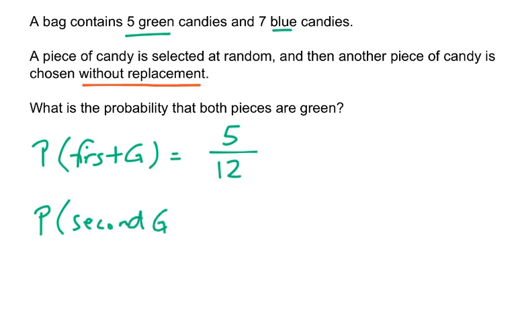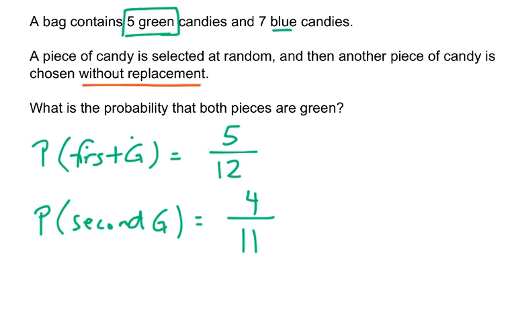Well, now I left that first piece out. So I don't have 12 pieces of candy in there anymore. I only have 11. And how many of those are green? Well, I started out with 5 greens. But the first one I picked was green, and I left it out of the bag. So now I only have 4 greens remaining. So the probability that the first one is green is 5 out of 12. Probability that the second one is green is 4 out of 11.